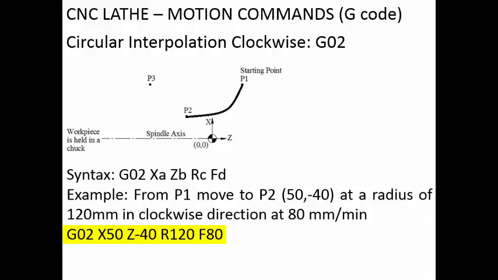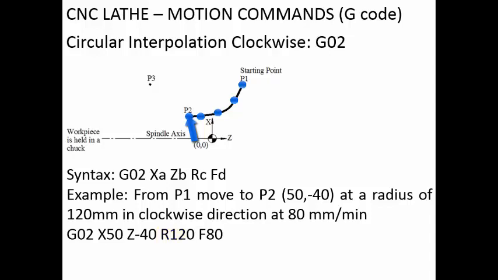Now when the controller reads this particular line or this particular block, from whatever the starting point is, it will come to the end point, that is P2, X50 and Z minus 40, at a rate of 80 millimeter per minute. Then from that starting point it will move in the clockwise direction at a radius of 120 and it is coming to this particular point.